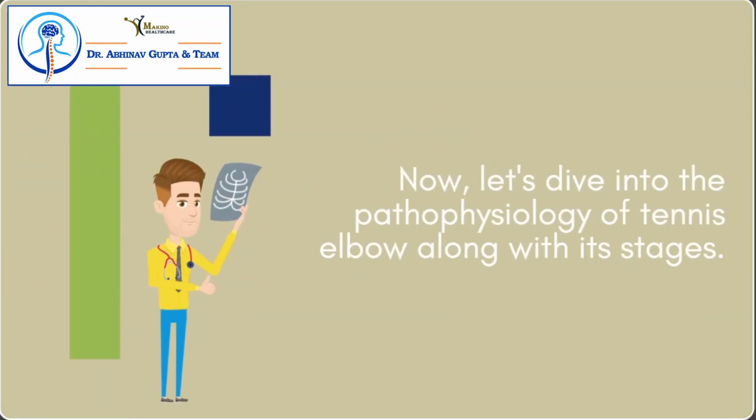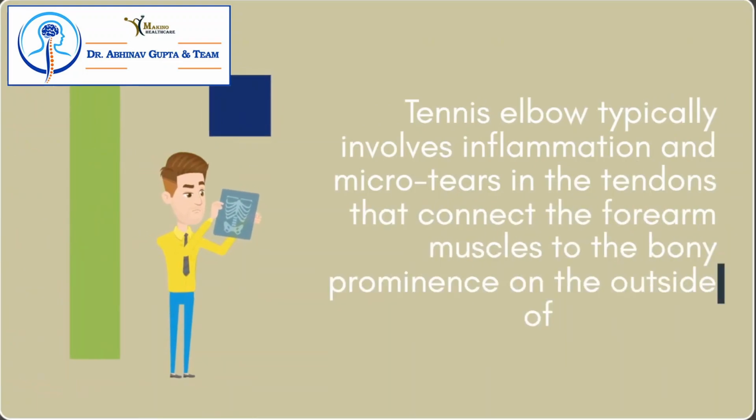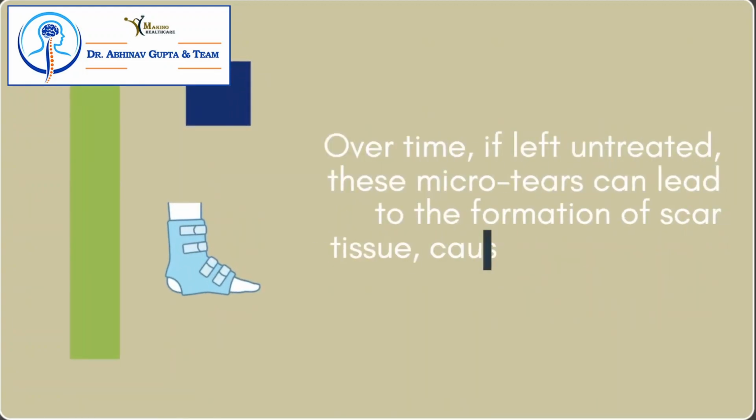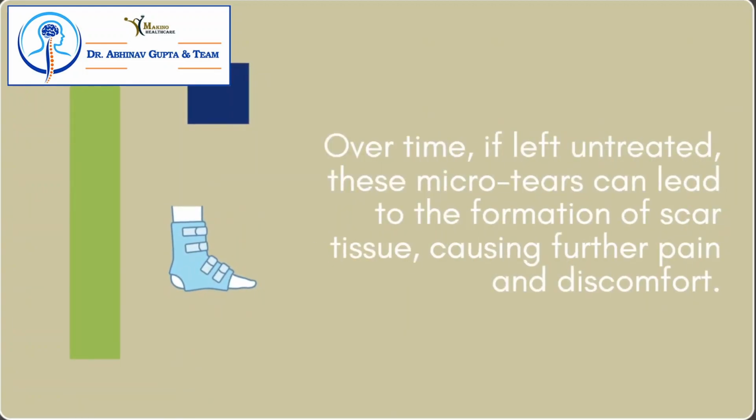Now, let's dive into the pathophysiology of tennis elbow along with its stages. Tennis elbow typically involves inflammation and micro tears in the tendons that connect the forearm muscles to the bony prominence on the outside of the elbow. Over time, if left untreated, these micro tears can lead to the formation of scar tissue, causing further pain and discomfort.